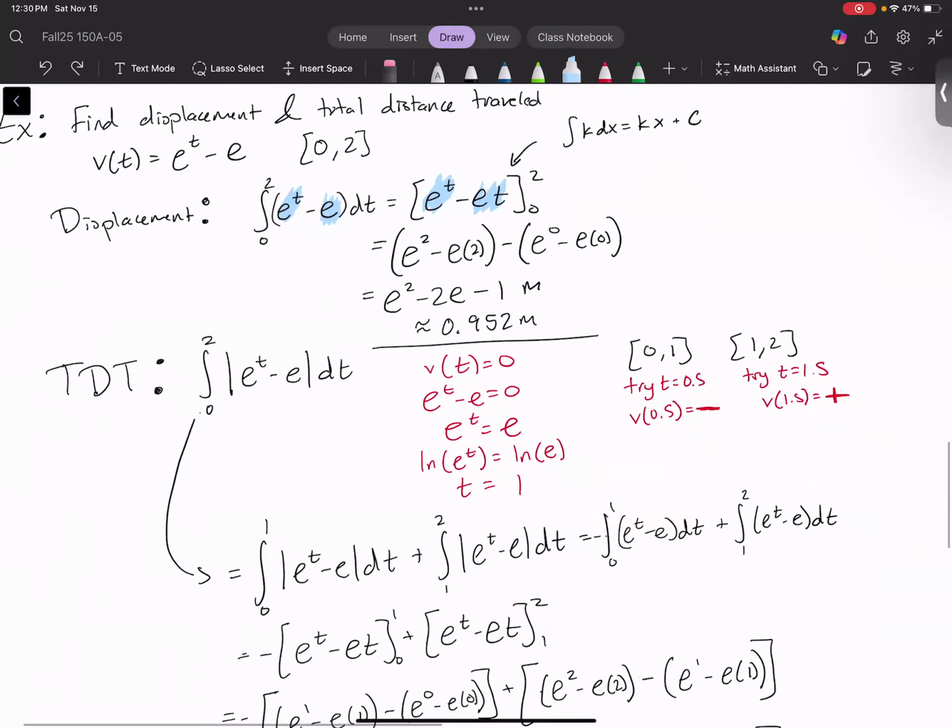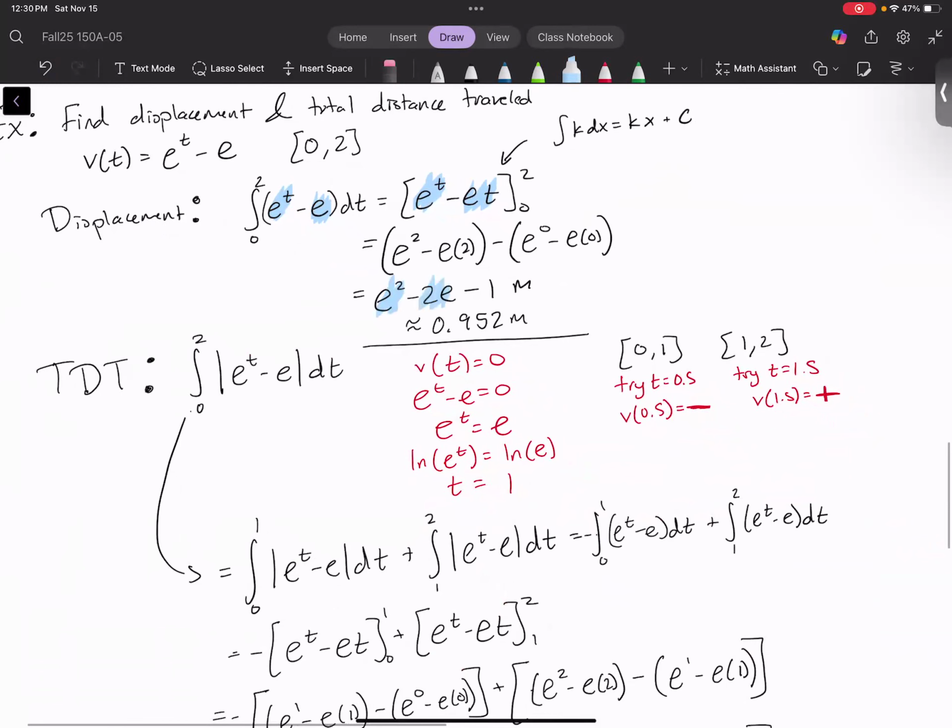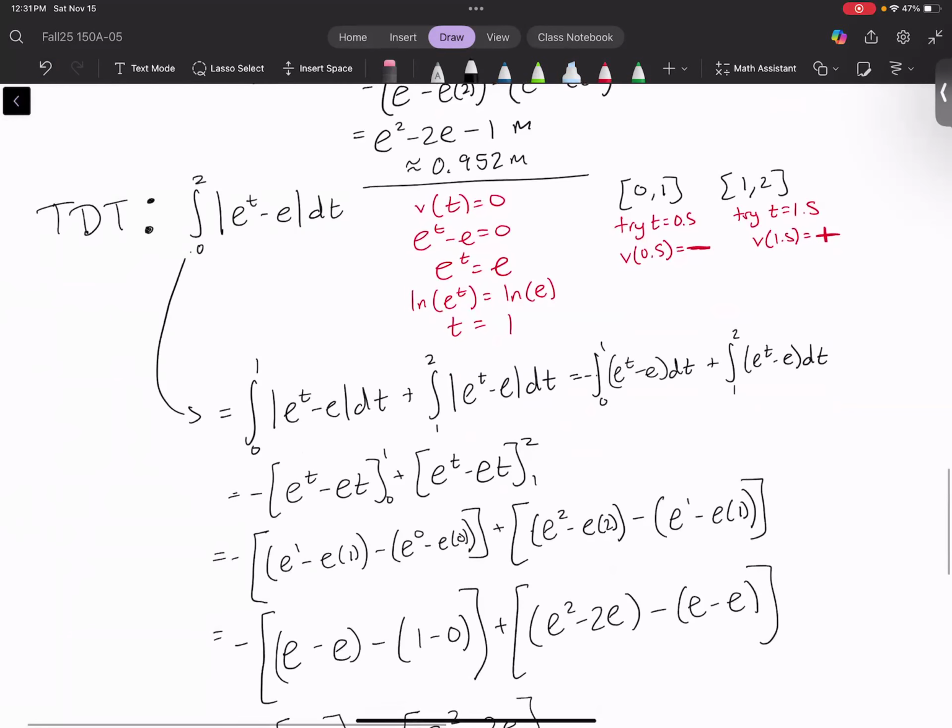Okay, e squared and 2e are different, right? e squared, that's an exponent of 2, and then 2 times e, those are different. It'd be like saying 5 squared and 2 times 5 are the same. They're not. Hopefully nobody was thinking that, but if you were, hopefully it makes sense now.